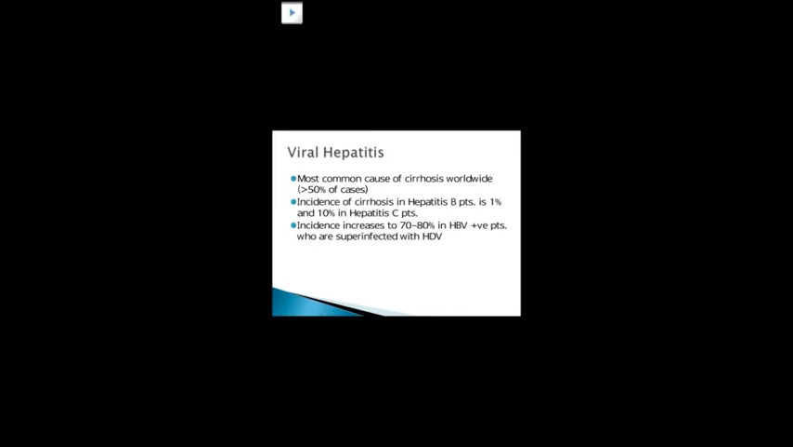Viral hepatitis is the most common cause of cirrhosis worldwide, in greater than 50% of cases. Hepatitis B patients, the more dangerous one, hepatitis B. So the most dangerous of hepatitis is hepatitis C. The next one is hepatitis B. So even hepatitis C can cause it, but patients succumb very quickly, at an earlier stage, with hepatitis C than hepatitis B.